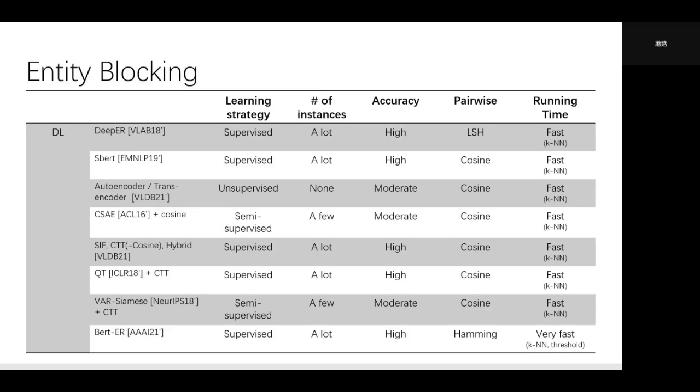BERT-ER is the first learning hash model in the ER area, and its running time is very fast because it uses the binary code instead of the dense vector. It also has high accuracy because the blocking is based on the matching components.